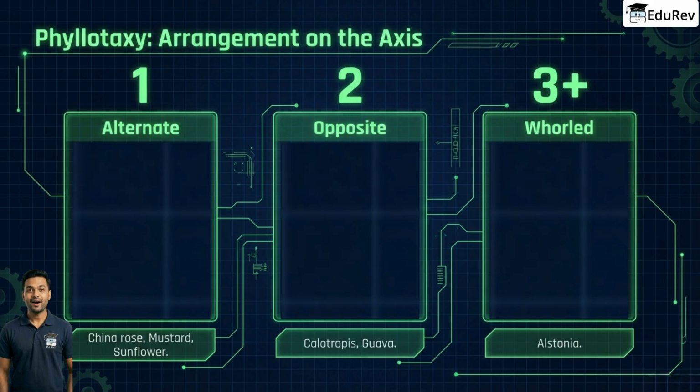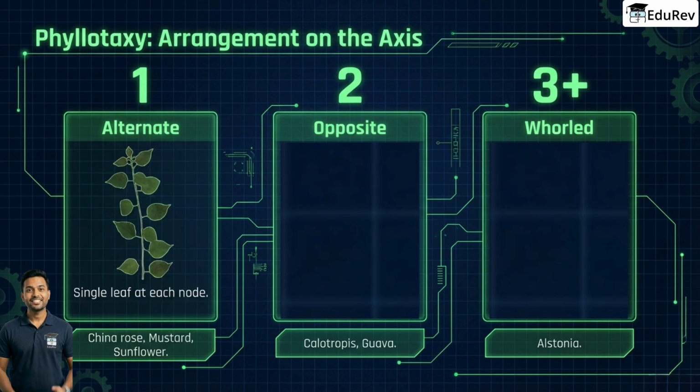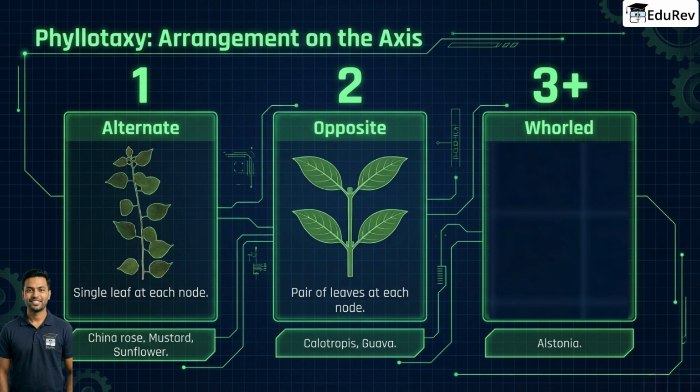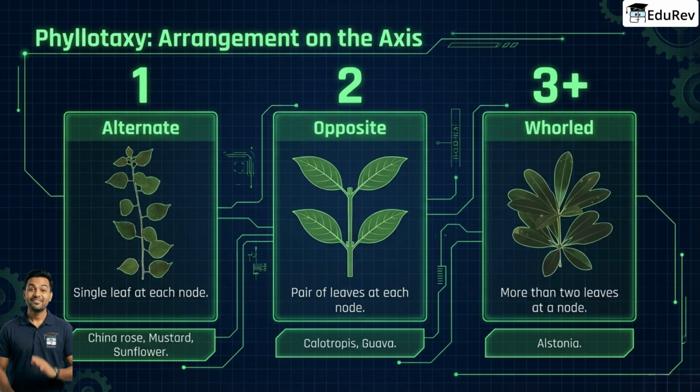Phyllotaxy is simply the arrangement of leaves on the stem axis, but it is one of the cleanest identification tools in botany. Alternate phyllotaxy places a single leaf at each node. Opposite places a pair of leaves at each node, and whorled arrangement has more than two leaves at a node. These patterns are not just decorative, they help optimize light capture and reduce crowding. A quick association like China rose, mustard, and sunflower for alternate can make recall much easier in revision.